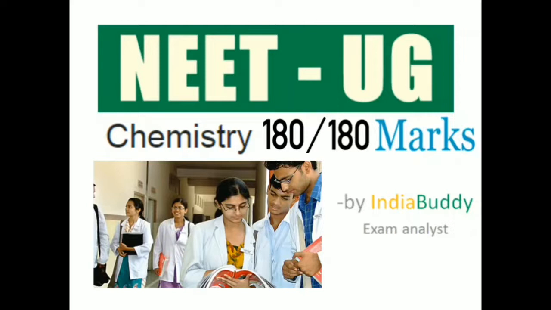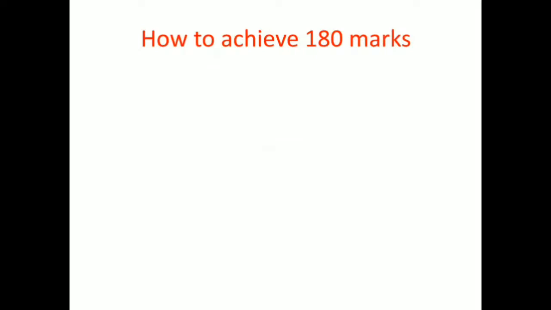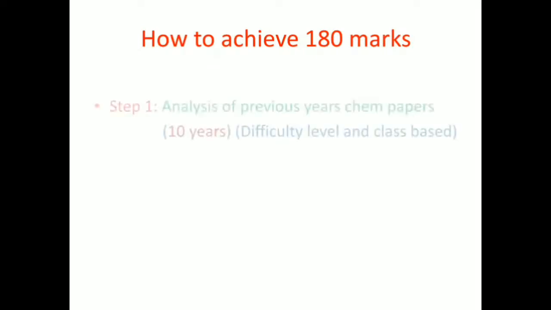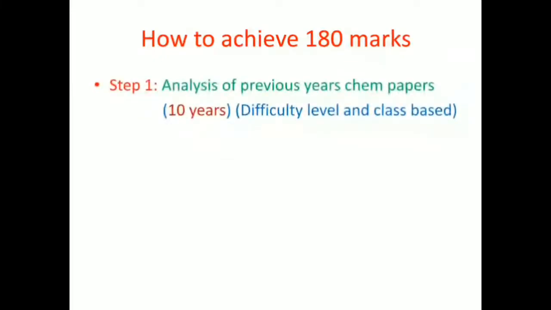So let's go ahead and see how we can score 180 marks in chemistry NEET UG paper. To achieve 180 marks, you have to follow the 3 steps. What are the 3 steps? Let us see. The first step is analysis of previous year chemistry papers. Analysis doesn't mean analyzing only 1 or 2 years' papers. Minimum you require a 10-year analysis. Don't worry, that part has been done by me for you. And I have also divided the questions based on difficulty and class, like how many questions come from the 11th standard and how many from the 12th standard. So we'll discuss them in this video in detail.